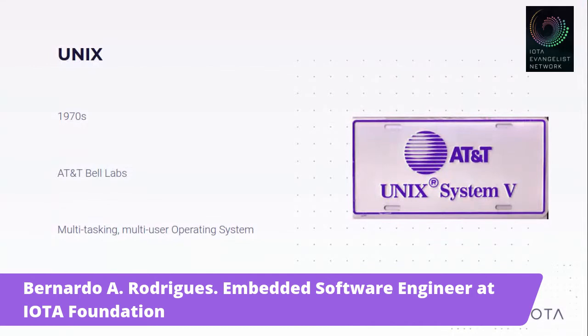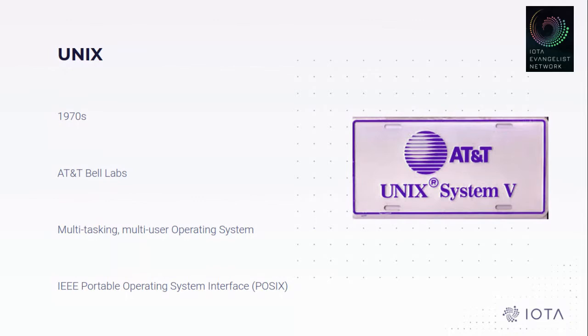If we go back to the 1970s, AT&T Bell Labs created the first multitasking, multi-user operating system. It was called UNIX. This was a very important piece in the history of operating systems, especially because it became the main reference for the IEEE POSIX, the Portable Operating System Interface, and this has become sort of a standard for high-level operating systems.